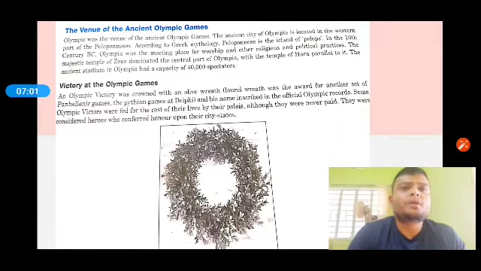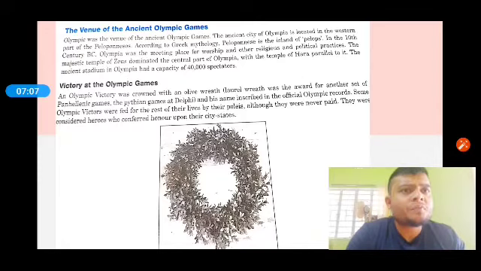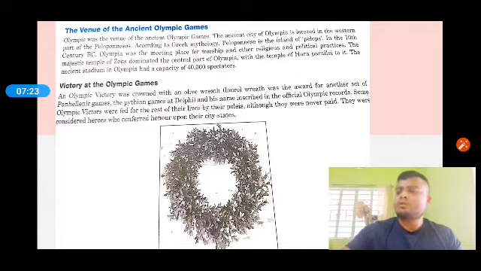Now, victory at the Olympic Games. An Olympic victory was crowned with an olive wreath, which I already told you, and for another set of Panhellenic Games, the Pythian Games at Delphi, and his name was inscribed in the official Olympic records. So this was the honor that was given to those who won in the Olympic Games.